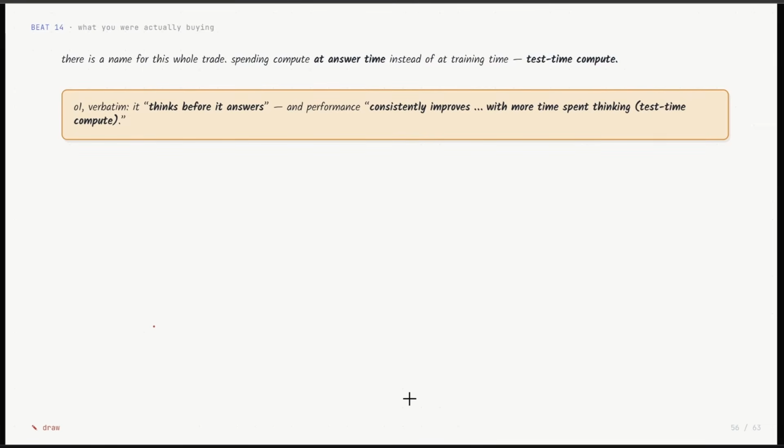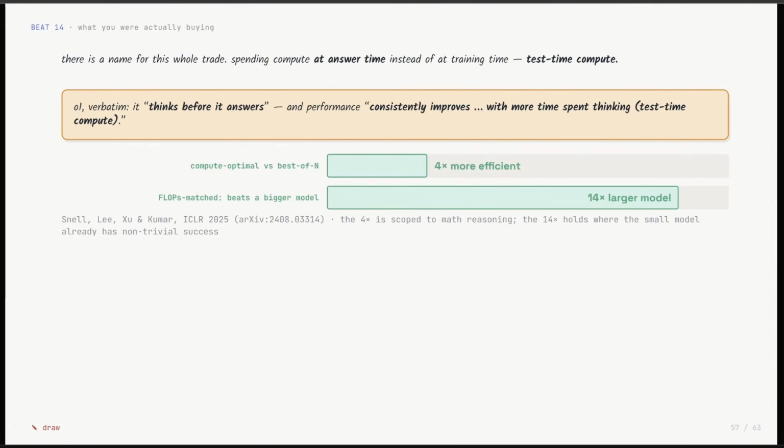There is a name for the trade underneath all of this. What we are doing here is spending compute at answer time rather than at training time. This is what we call test time compute. And O1 made it explicit. It thinks before it answers, and performance consistently improves with more time spent thinking. So basically, it's time spent thinking instead of already answering your question.